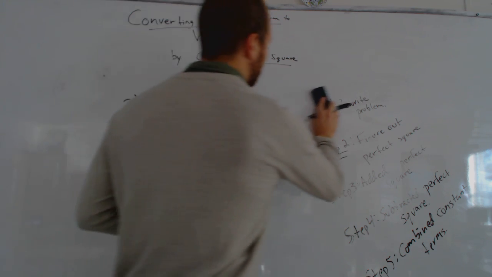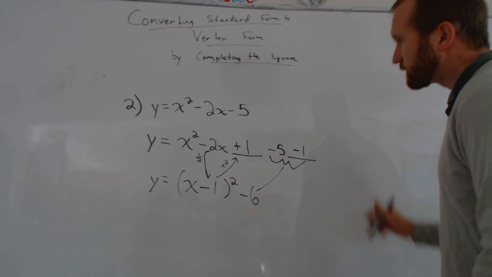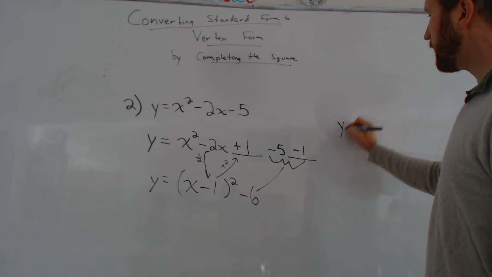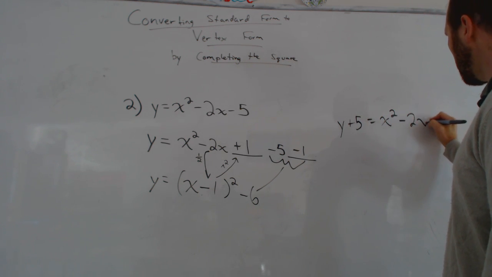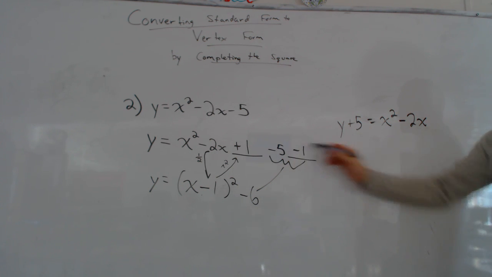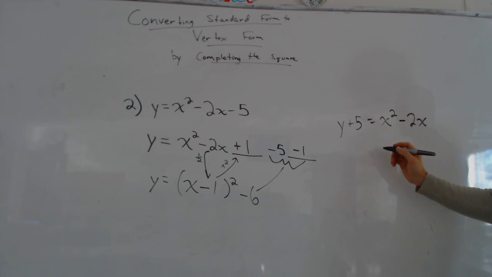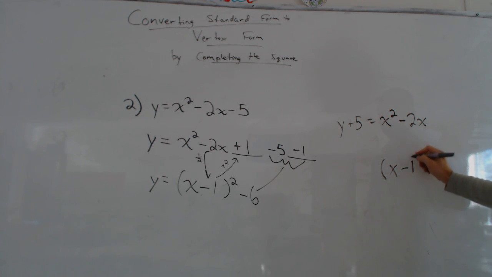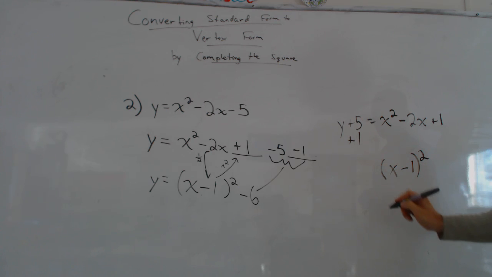So, for example, in this equation, you would start out by saying y plus 5 equals x squared minus 2x. It's basically the same thing, except I'm just moving the negative 5 over to the other side of the equation. And then they do what we did. x minus 1 squared. So I know that I have to add 1, which means I have to add 1 to this side of the equation.